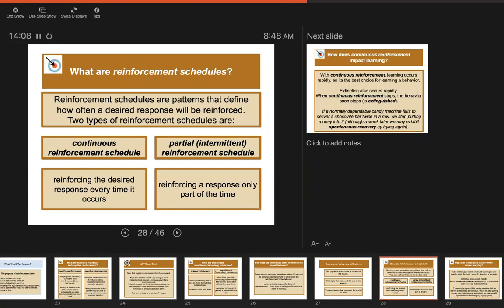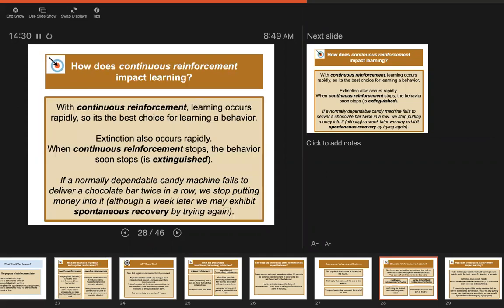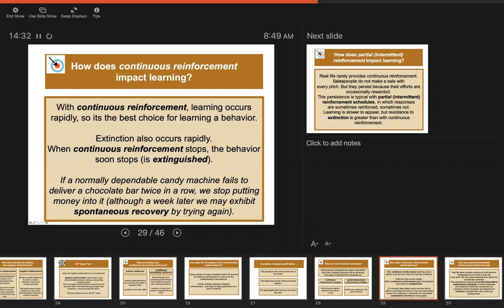How about schedules of reinforcement? So reinforcement schedules are patterns that define how often a desired response will be reinforced. Two types of reinforcement schedules are continuous, which means it happens every single time the desired response occurs, or partial, also known as intermittent, reinforcing a response only part of the time. So continuous reinforcement, again, learning occurs rapidly.